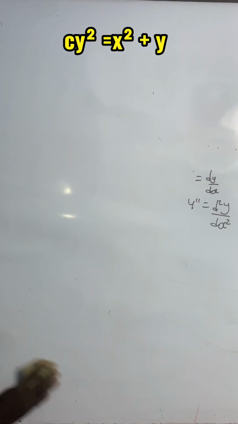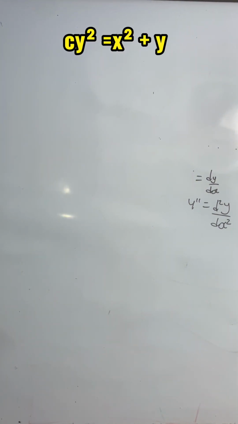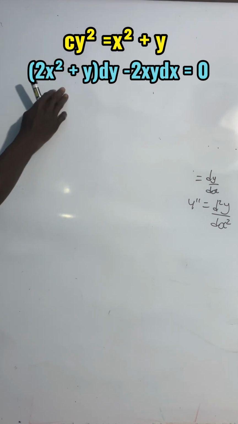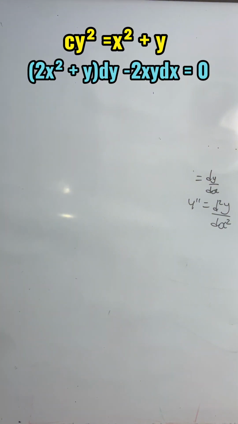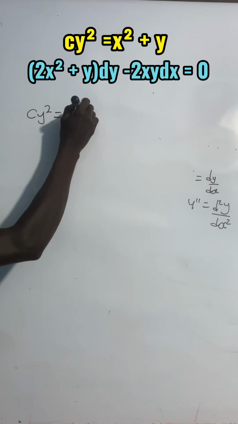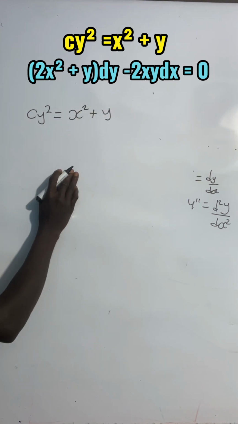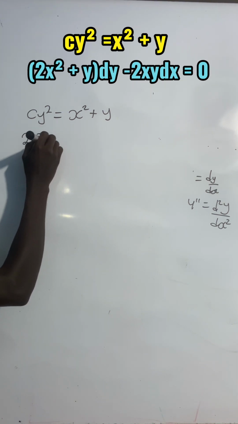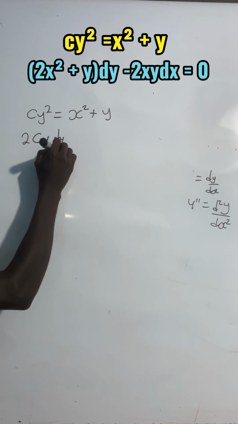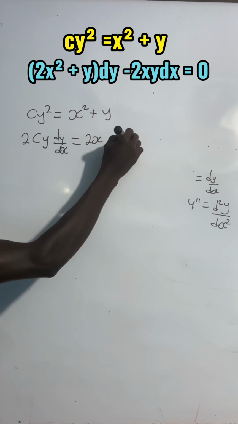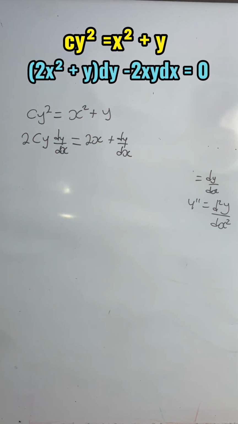Our next question is to show that cy squared equals x squared plus y is a solution to the differential equation 2xy dx minus (y plus 2x squared) dy equals 0. So join me as we do this step by step. Now let's see. If I write the equation cy squared equals x squared plus y and differentiate it implicitly with respect to x, then if we differentiate y squared, you get 2y times dy/dx, and then you multiply it by c to get 2cy dy/dx. If we differentiate x squared with respect to x, we get 2x, and if we differentiate y with respect to x, we get dy/dx.